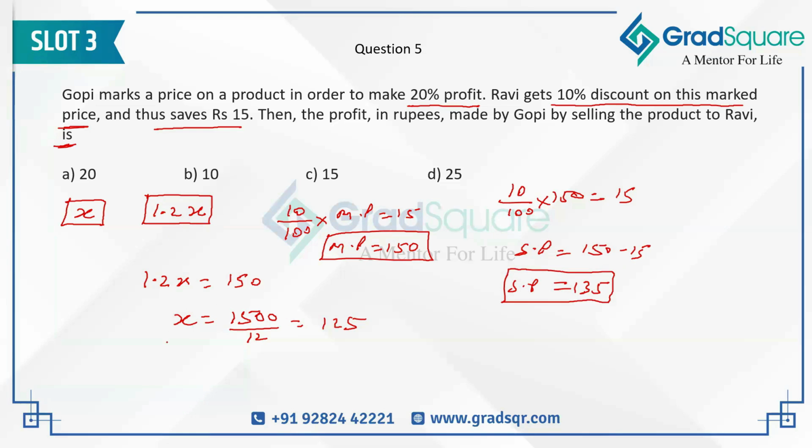And your cost price was turning out to be what? 125 over here. Your cost price was 125. So if he sells it at a discount of 10%, he is going to earn a profit of 10 rupees. And that is what the question was talking about. Then the profit in rupees made by Gopi by selling the product to Ravi is how much? That is 10 rupees.